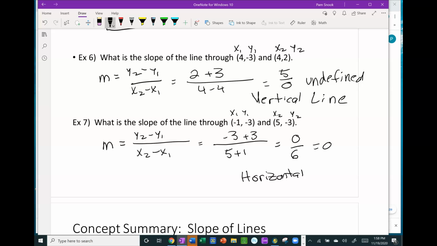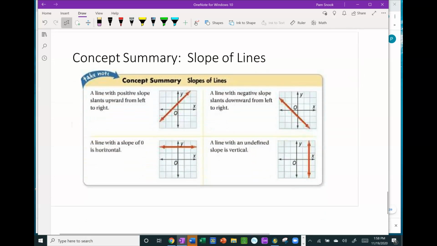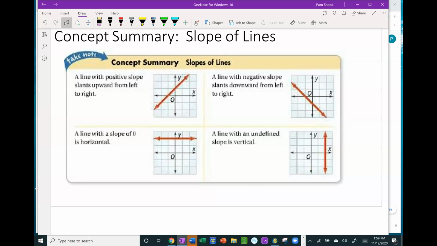If you're ever not sure, just get a piece of graph paper and graph your points. And then you'll be able to see from the picture if you have a horizontal or vertical line. The last thing I want to show you is just a summary of what we've done. A line with positive slope slants upward from left to right. And in Snook World, I call that uphill. If it's a negative slope, it's going downhill.